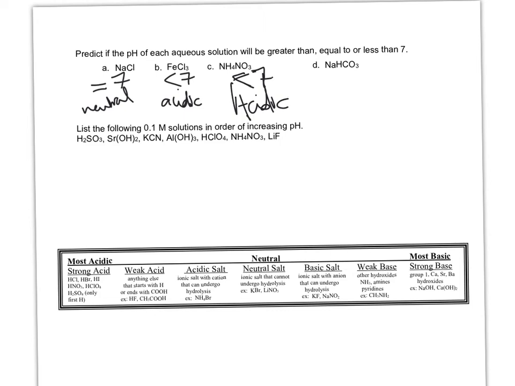Let's look at D, NaHCO3. Na plus comes from a strong base, so that would not undergo hydrolysis, but the HCO3 minus can. Now let's look at that one a little bit closer. HCO3 minus, I'm going to write the equations.